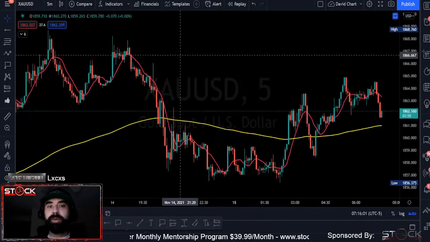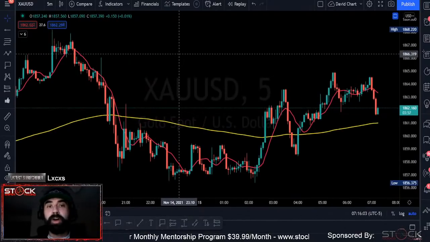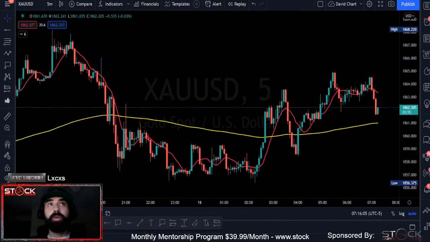You can see on the chart right now we just have XAU gold on the 5 minute, okay? So hopefully everyone's having a good start to the week.